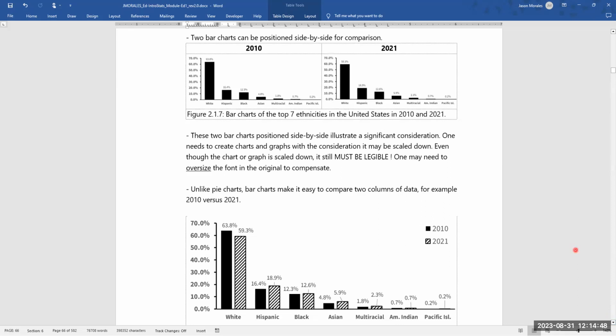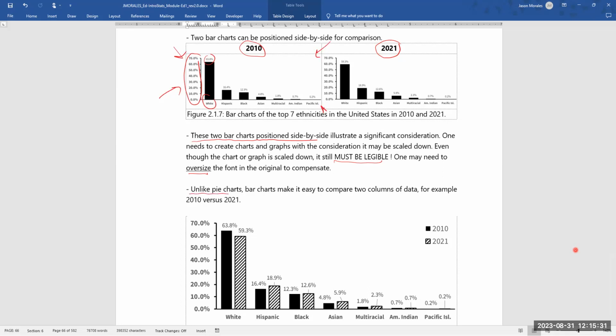Okay, 2 bar charts can be positioned side by side. So here I've got one for 2010, and here's another bar chart for the data in 2021. These 2 bar charts positioned side by side illustrate a significant consideration. One needs to create charts and graphs with the consideration it may be scaled down. Even though the chart or graph is scaled down, it must still be legible. And one may need to oversize the font in the original to compensate. So what that means is in the original image, we may have needed to make this text larger so that when it's shrunk down to this size, you can still read it on the page.